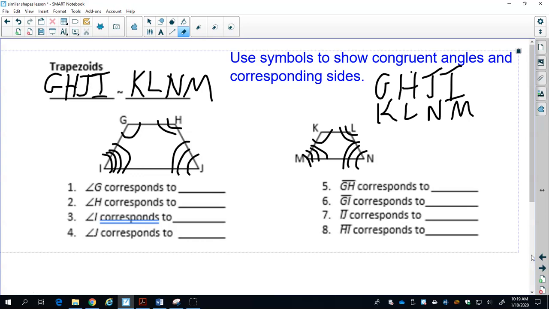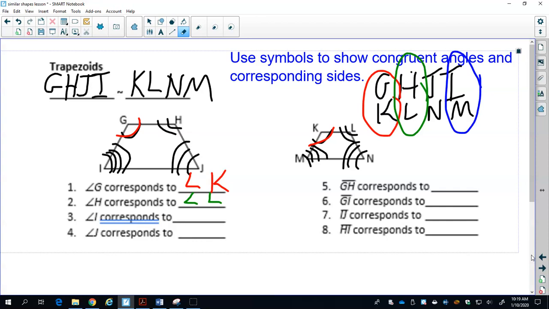So check it out. Because we did it that way, you can see that angle G goes with angle K. Angle H corresponds to what? H goes with L. Angle I goes with M. And again, the order's a little different, but that's okay. And then lastly, J corresponds to N. See that?